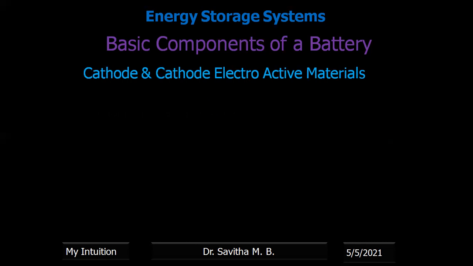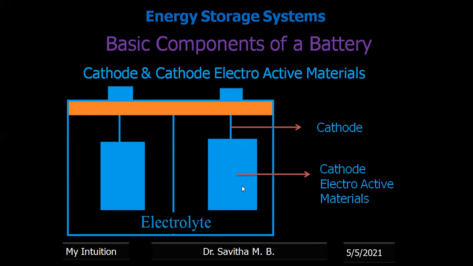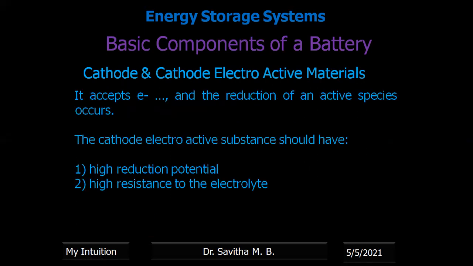Now the next basic component is the cathode, and the cathode electroactive species. Same battery. See here, this is the cathode and this is the cathode electroactive material. It is the electroactive material which will be accepting the electron. Now the cathode is the one which accepts electrons. There will be some metal ions in the cathode reactive material which have a higher oxidation state, therefore it will accept the electron and get reduced. From a higher oxidation state it will get reduced to a lower oxidation state.